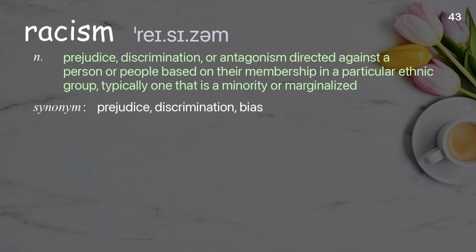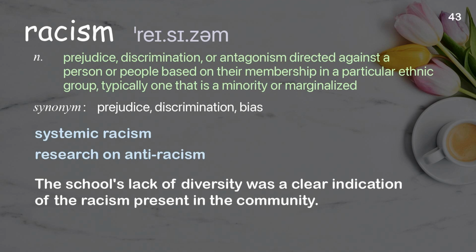Racism: Prejudice, discrimination, or antagonism directed against a person or people based on their membership in a particular ethnic group, typically one that is a minority or marginalized. Examples: Systemic racism. Research on anti-racism. The school's lack of diversity was a clear indication of the racism present in the community.